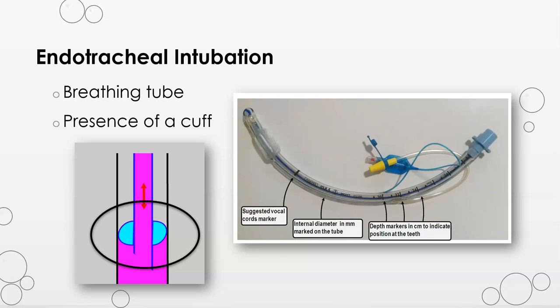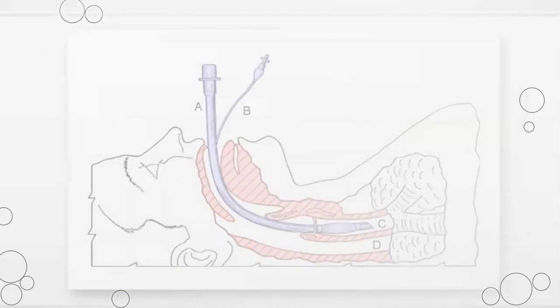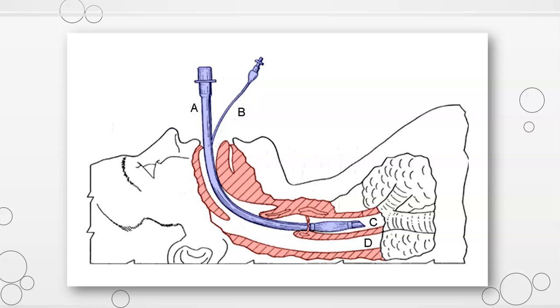The tube has a radio-opaque line on it that is detected on the chest X-ray to help assess tube placement. This is a nice example of tube placement below the level of the vocal cords. The trachea is marked with the letter C. The esophagus is marked with a D. Also, once the tube is placed, the ideal position for the bottom of the endotracheal tube is about 2 to 3 centimeters above the level of the carina, or where the trachea divides into the two bronchi.